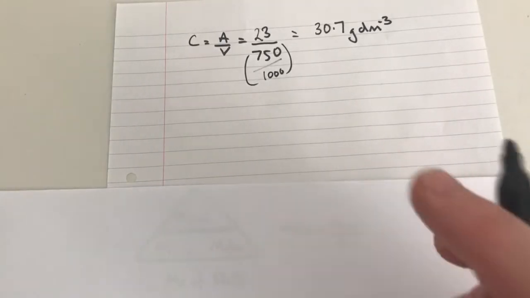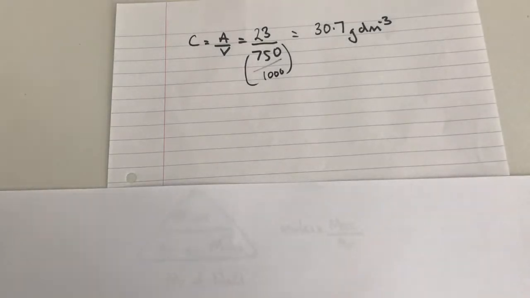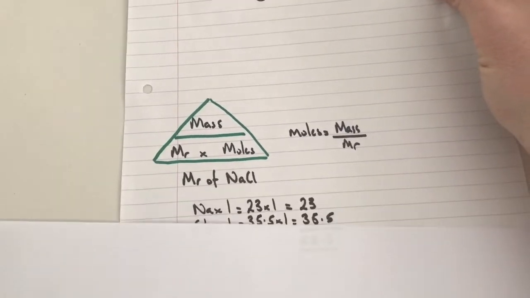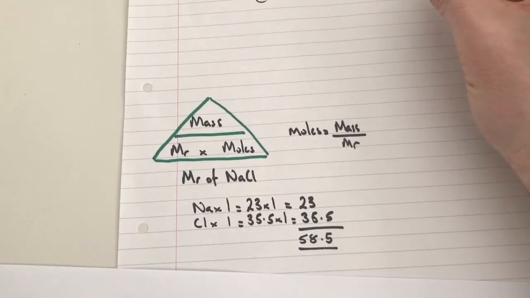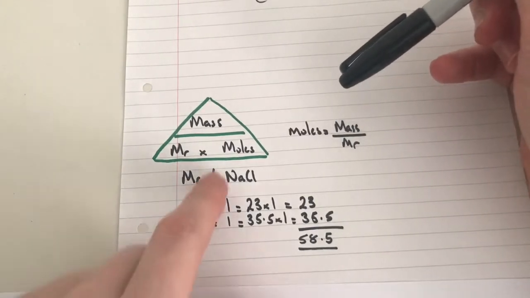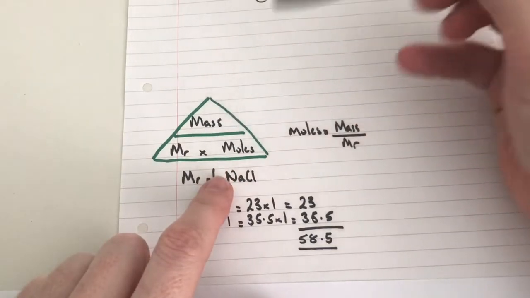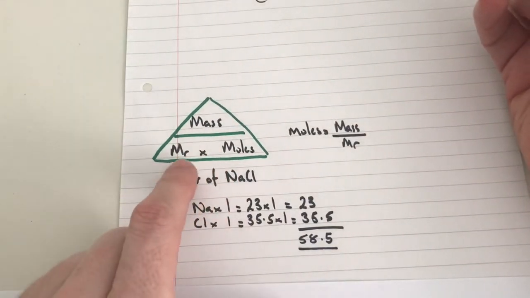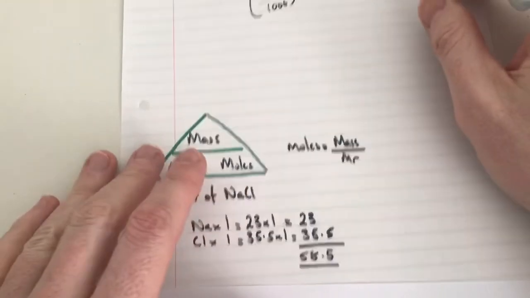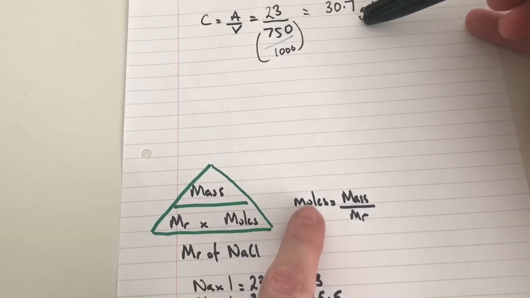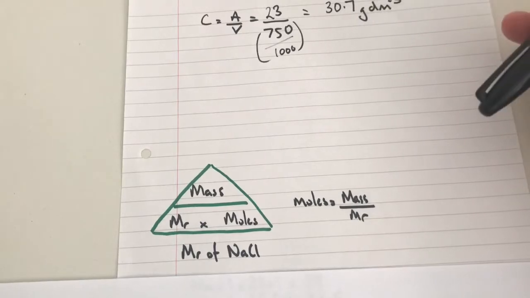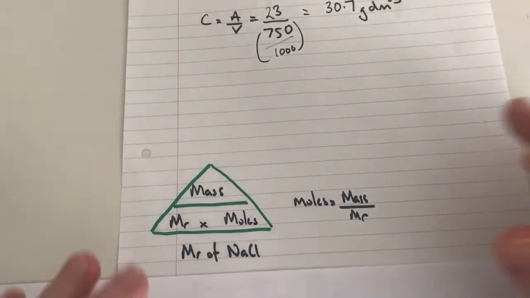The question goes on to say, now convert this into moles per decimeter cubed. To do this, we need to think a little bit. We need to use this triangle as well, and this triangle is mass over Mr times moles. So the question wants us to convert our grams per decimeter cubed, the concentration that we calculated earlier, into moles per decimeter cubed. So what it's basically asking is to find the number of moles in this decimeter cubed.